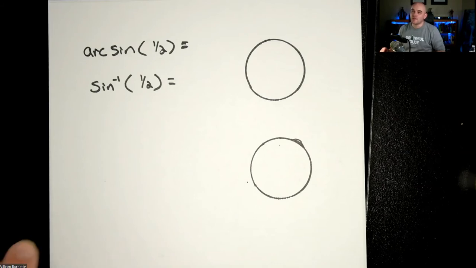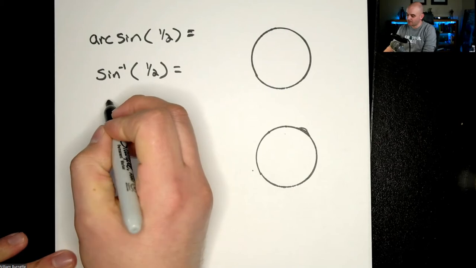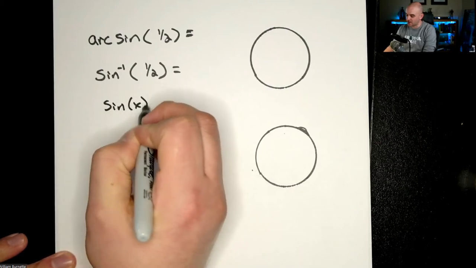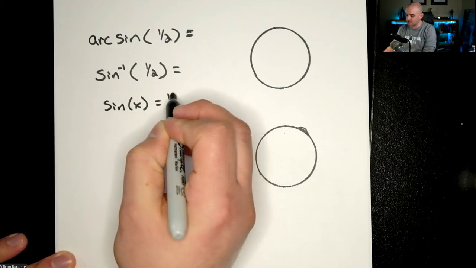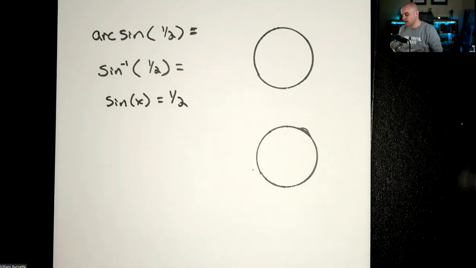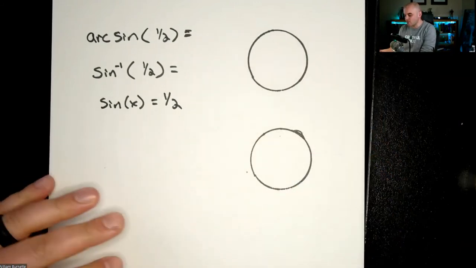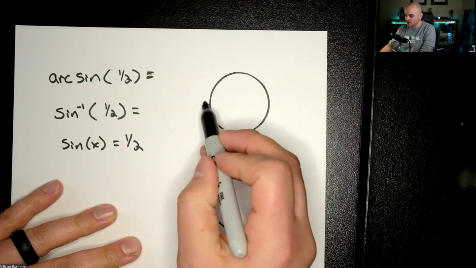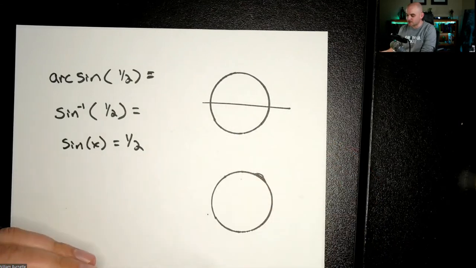Now, what I'm asking for here is what angle makes the sine of x equal to 1/2? Or let me write that down. If I'm taking the sine of x, what value for x here makes this equal to 1/2? So I drew this circle out to remind us of the unit circle, and that's what we're going to think about on this. When is sine equal to 1/2?